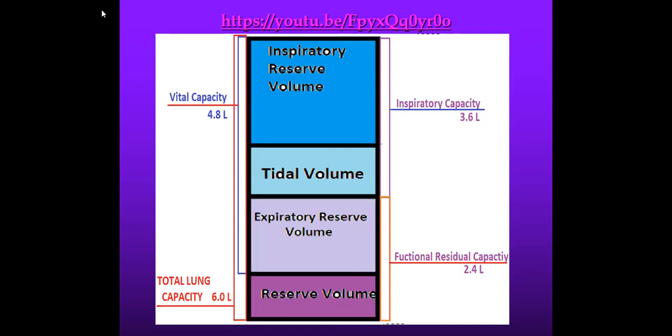TLC is the red. Everything is your TLC, total lung capacity. So let's look at inspiratory capacity. Inspiratory capacity is my capacity to inhale. I can inhale tidal volume and I can inhale inspiratory reserve volume. That's the only thing I can inhale, tidal volume and IRV. So those two together are my inspiratory capability. Capacity, you can say capability. My ability to inhale is everything that's inhale: inspiratory reserve volume and tidal volume both have inhale in them. So that's my inspiratory capacity.